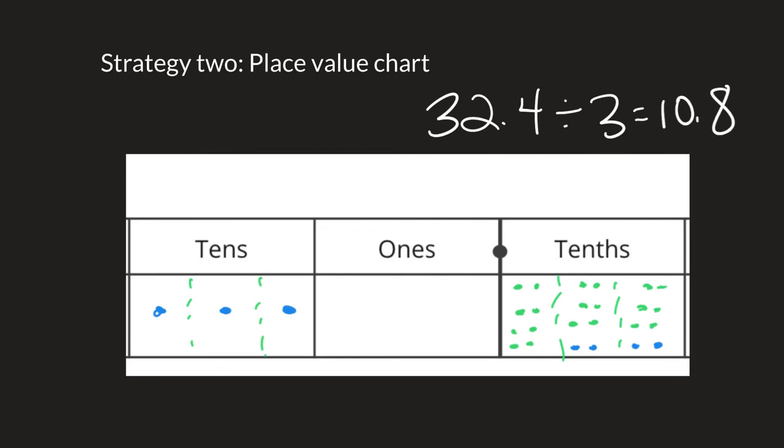Did you get 10.8? How'd I get that? Because when we divide it into groups, we have 3 groups of 1 in the tens, so that's 1, which would equal 10. And then we've got 3 groups of 8 in the tenths. 10.8.